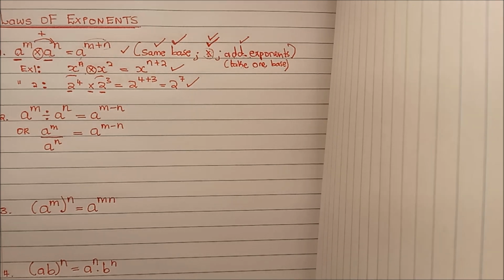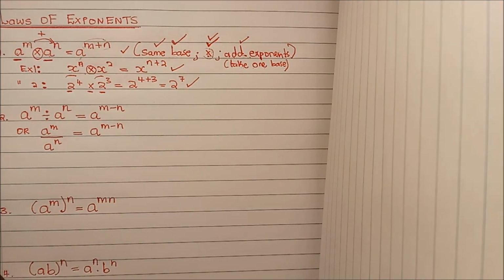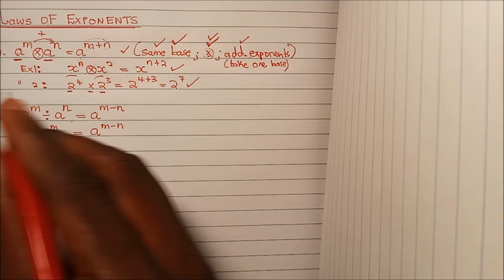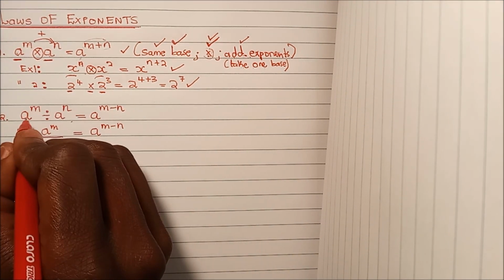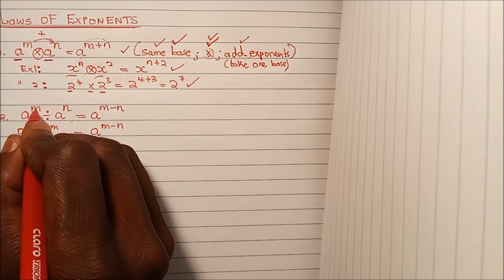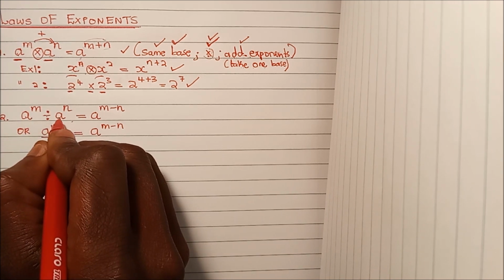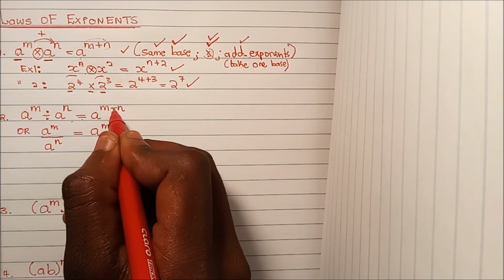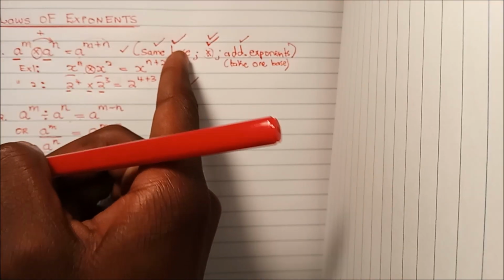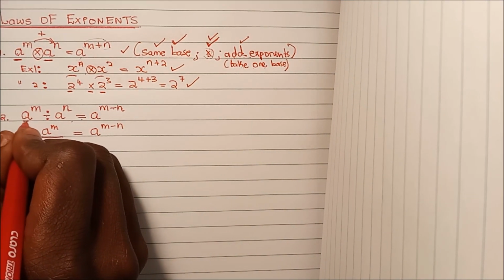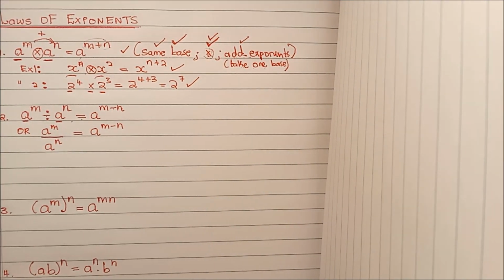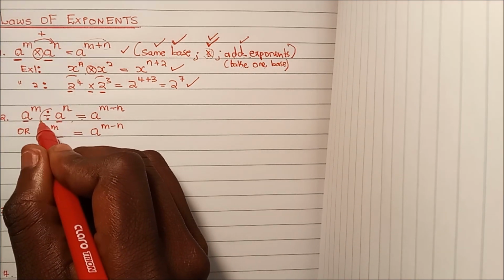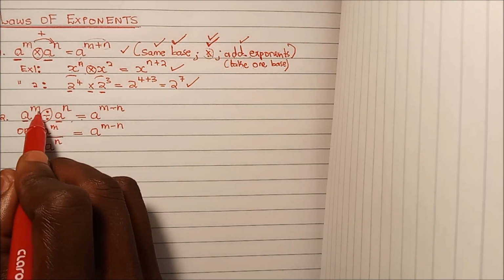So now let's look at the second one. The first one and the second one, they are somewhat similar. Let's look at this one. We have a to the power of m divided by a to the power of n equals a to the power of m minus n. So now the same case. Are the bases the same? Yes. What is the middle sign? Division. What do you do with the exponents?